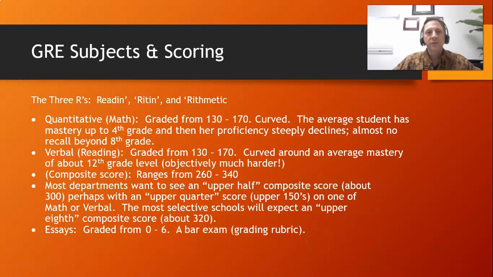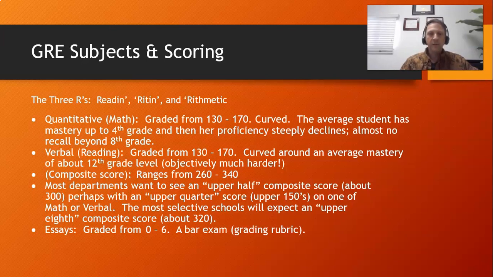GRE Subjects and Scoring. So the GRE essentially covers what we used to call the 3 R's: readin', writin', and arithmetic. In GRE parlance, we call these the quantitative section or the math section, the verbal or reading section, and then the essay section. So let's start from the top and discuss the quantitative or math section and how it's scored and how it is basically designed.